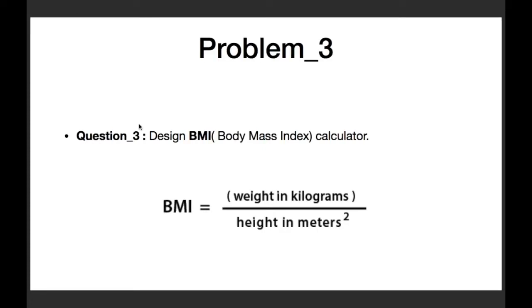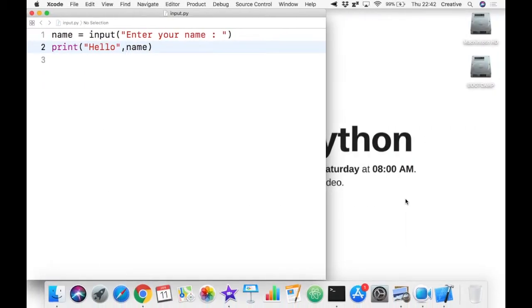Let's see what our problem set 3 is. So we have to design a BMI index calculator. We know that the BMI formula is this. So now I'm going to create a BMI file in which I'm going to write a Python program to calculate the BMI of our body. So let's see how to create the BMI Python program.